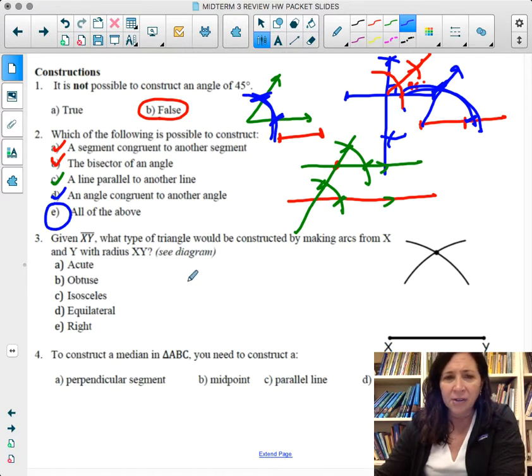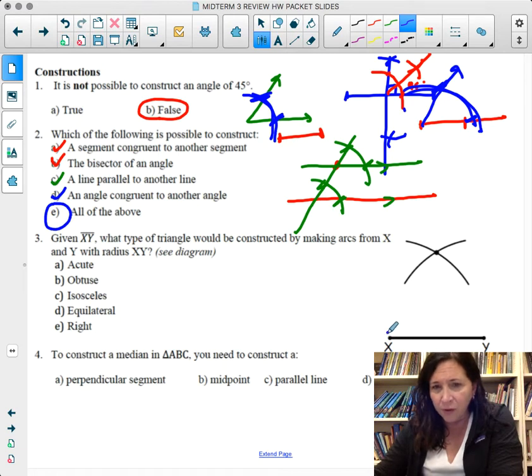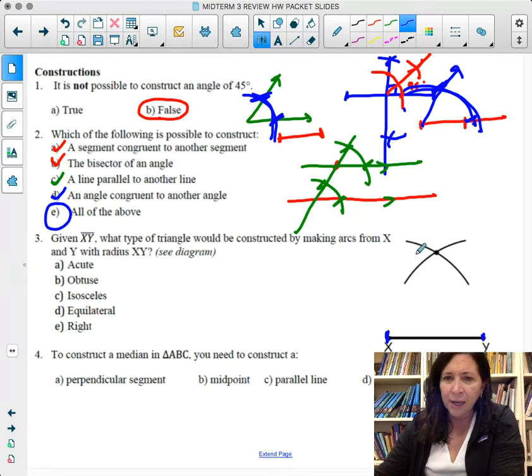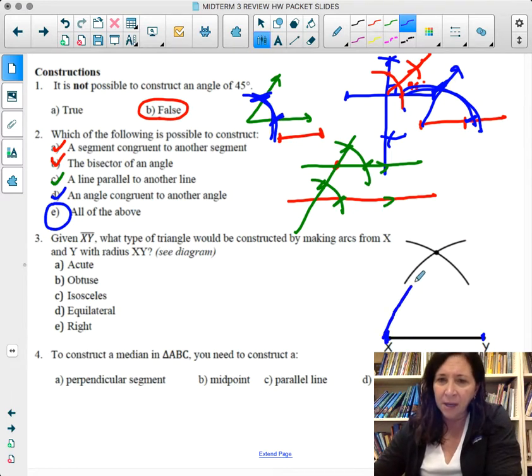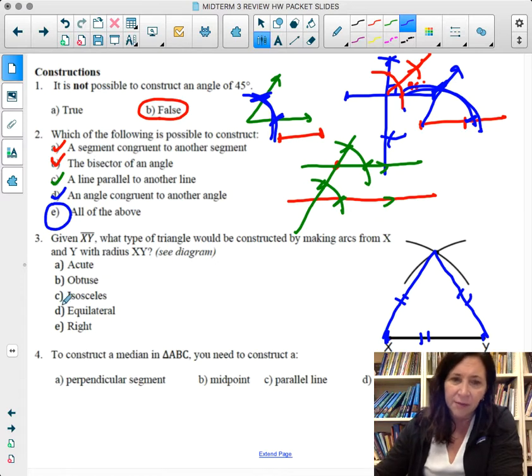This question says, given x, y, what type of triangle would be constructed by making an arc from x and y with radius x, y? So you're measuring this distance here and arcing up, turning it around, measuring the distance again on this side and arcing up. What ends up happening is you have the same length. This is the same length as this, which is the same length as this. So this all comes to be an equilateral triangle.